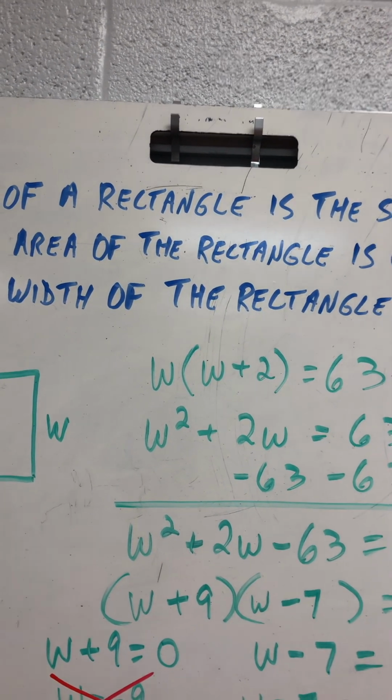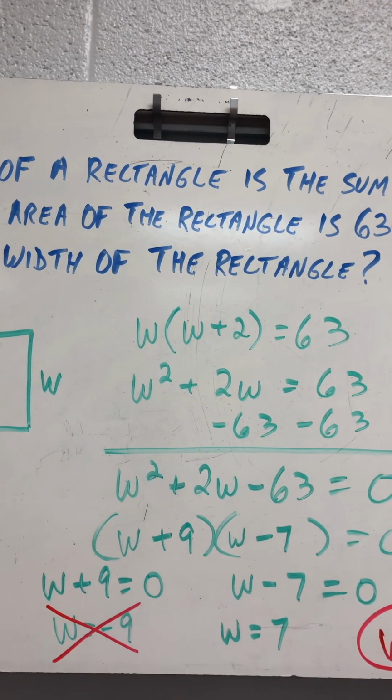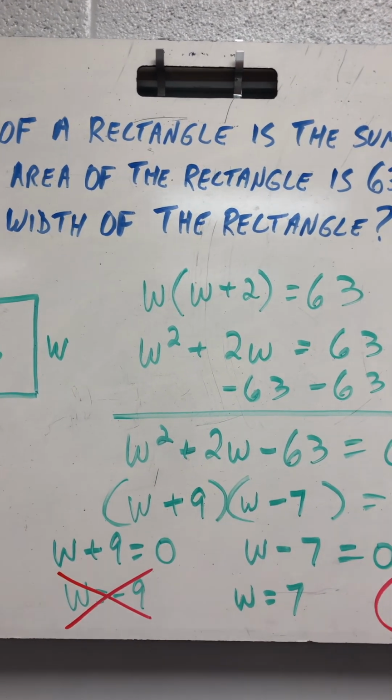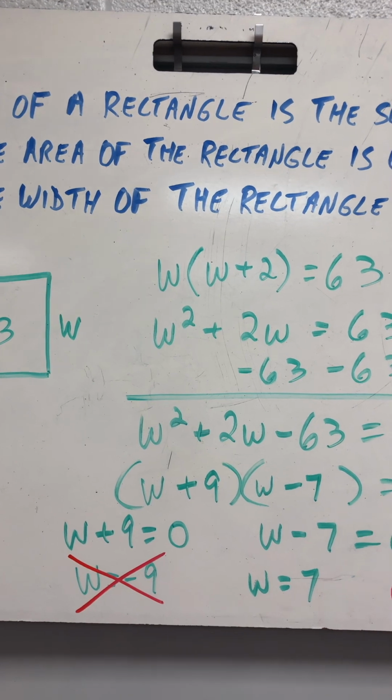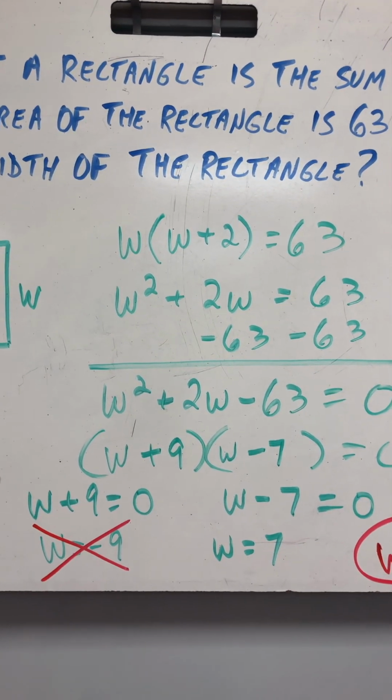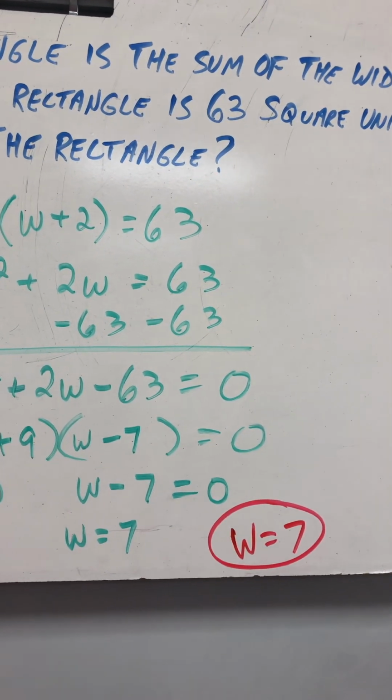W plus 9 equals 0. W minus 7 equals 0. Get rid of the negative 9 answer. W equals 7. That's my answer. The width is 7.